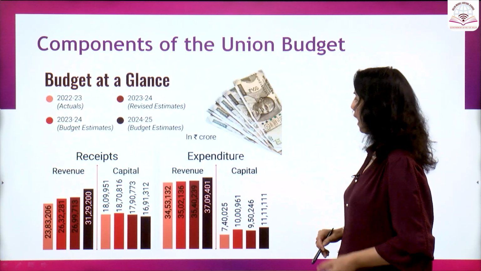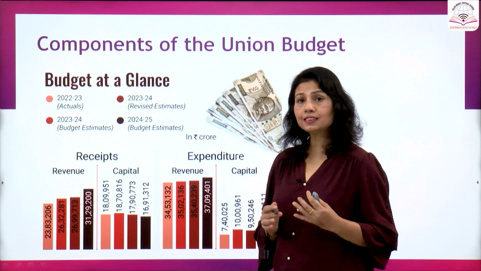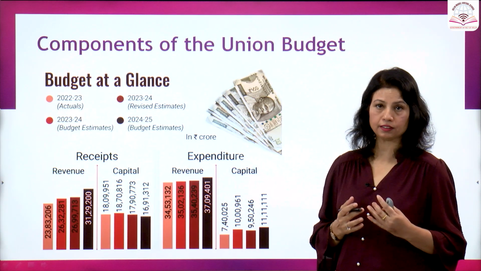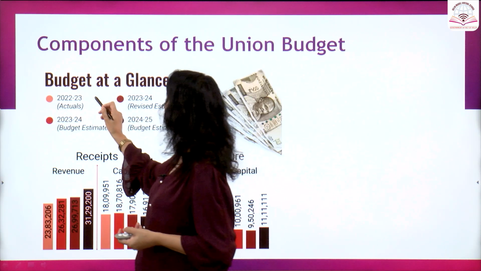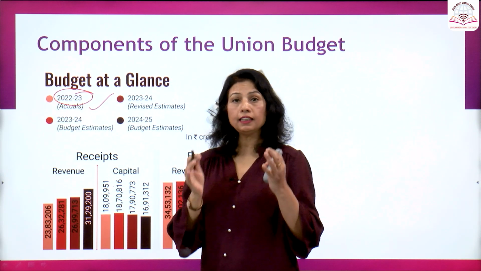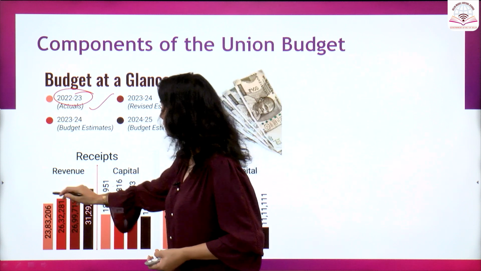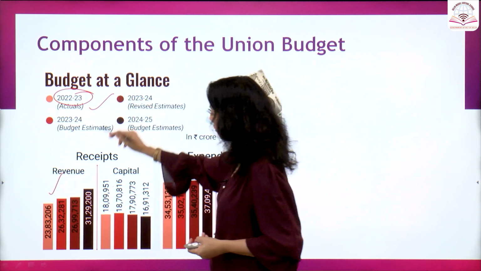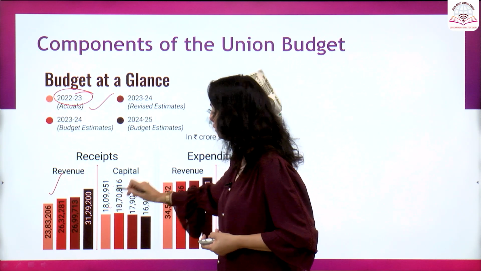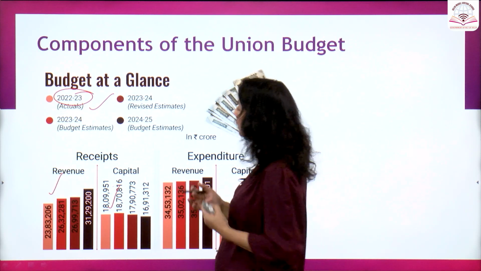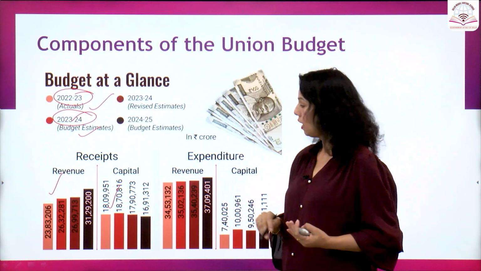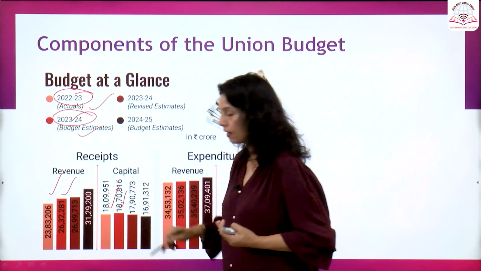Now let's take a look at figures to understand how these components help in the formation of union budget. Here data of 2022-23 is given, which is actual data. Actual data means the actual amount government received as receipt. It is represented by the orange bar in this bar graph. On the basis of this actual data, government created a budget estimate for 2023-24, which is represented here by red bars.